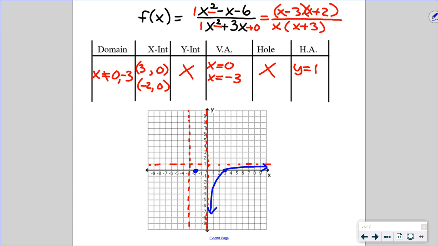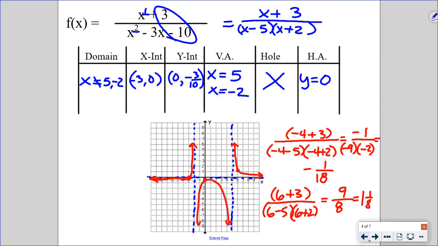Now, on the very outside on the left, because it's really those outer branches of the graph that are going to look like your parent function, I pretty much know it's going to look like this. I know that because there's no x-intercept over there. Now, in between the 2 vertical asymptotes, here's what can happen, you guys.